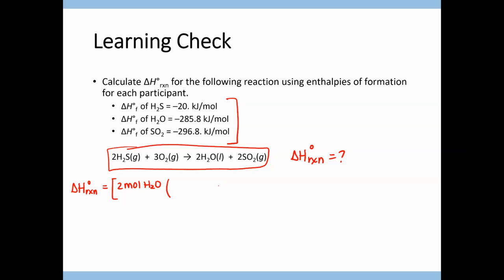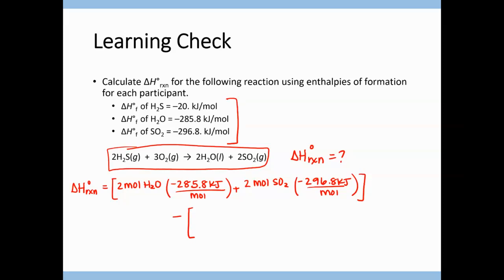And its enthalpy of formation is, oh, it's provided above. So negative 285.8 kilojoules per mole. And then we add the same thing for sulfur dioxide. We have 2 moles of SO2. Standard enthalpy of formation of SO2 is negative 296.8 kilojoules per mole. So that takes care of our products, and then we subtract.